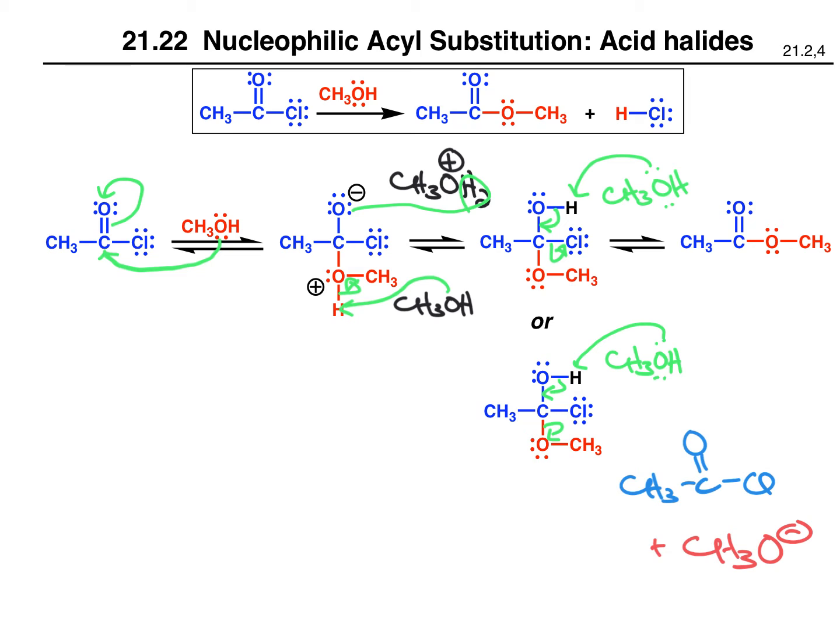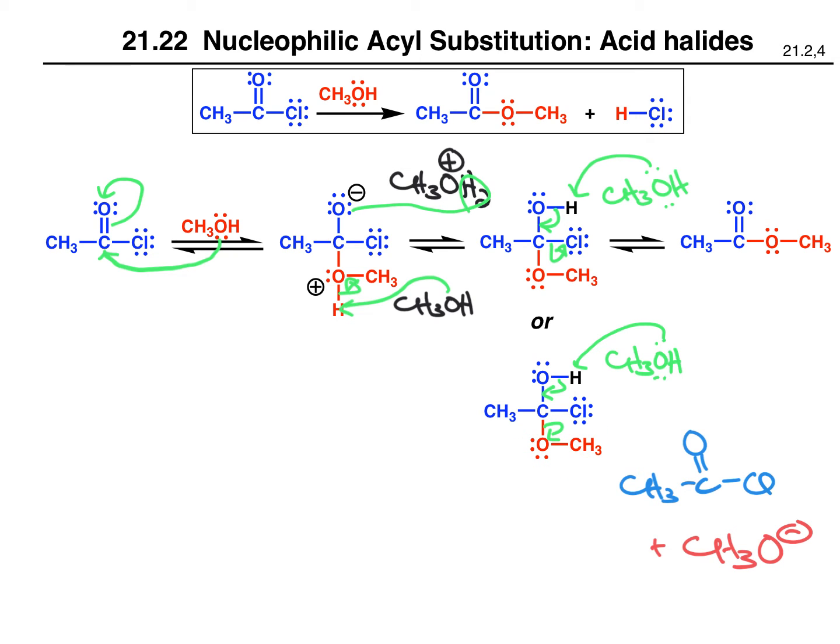And we know that we can convert an acid chloride to an ester, but we cannot convert an ester to an acid chloride by nucleophilic acyl substitution. And the reason is right here. What we're looking at is a competition between Cl- as a leaving group and CH3O- as a leaving group.